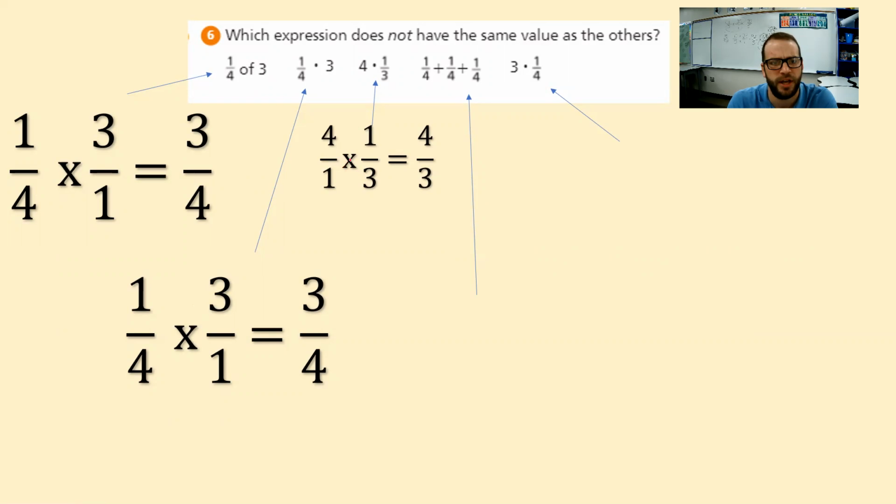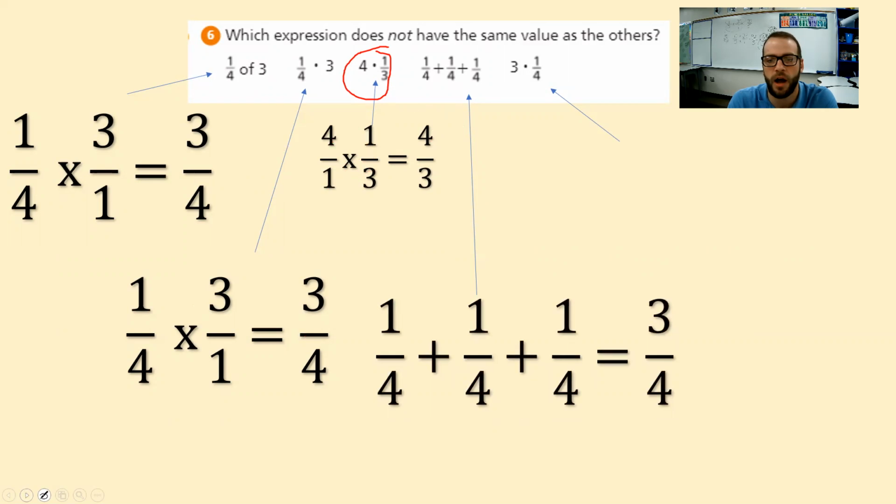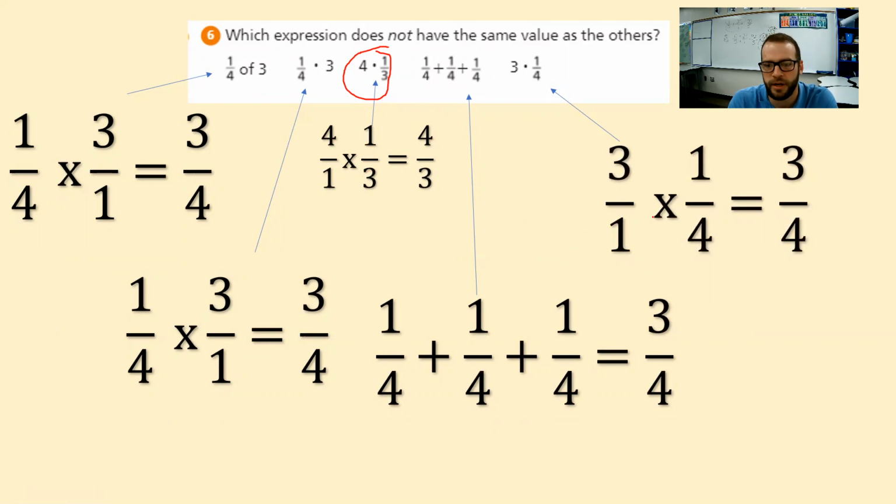4 times a third, you do 4, multiply by 1/3, put a 1 under it, multiply across, multiply across. This is the weird one. Let's make sure the other ones come out to be 3/4. We have 1/4 plus 1/4 plus 1/4. That's 3/4. And we have 3 of a fourth, or 3 times a fourth, which 3, put a 1 under it, times a fourth. That's 3/4. So boom, we have our answer. Our answer is 4 times 1/3.